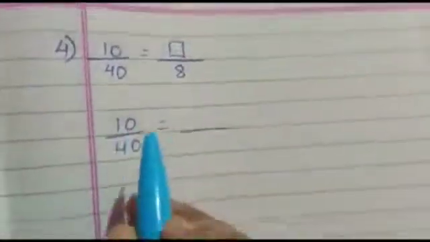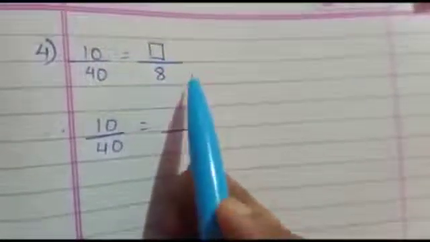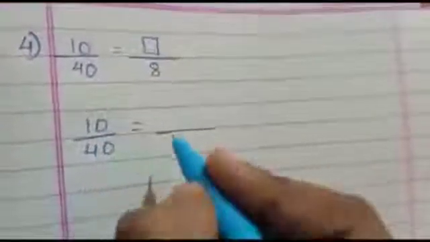Now how to solve this sum? 10 upon 40. 40 is the bigger number and 8 is the smaller number. We have to find out the numerator. If you do 8 multiplied by 5, you will get 40. But what is the number over here? That you need. So what you have to do? You need to do the division.